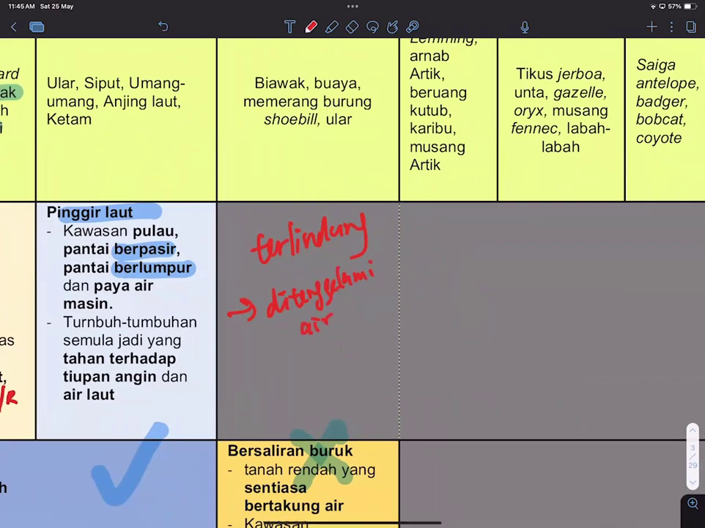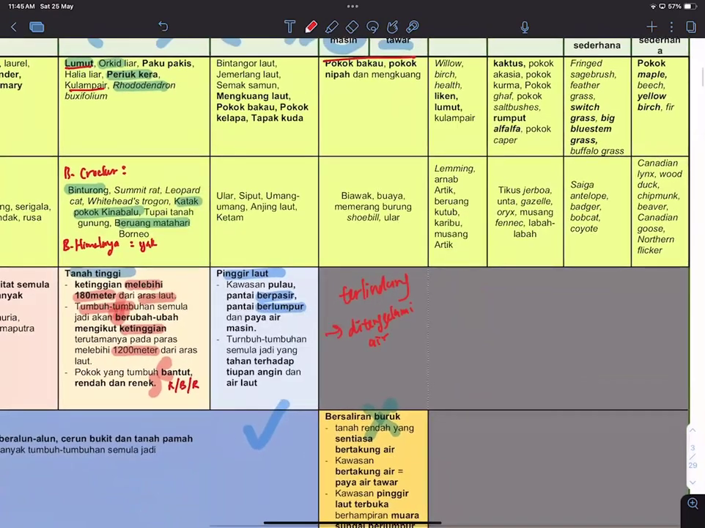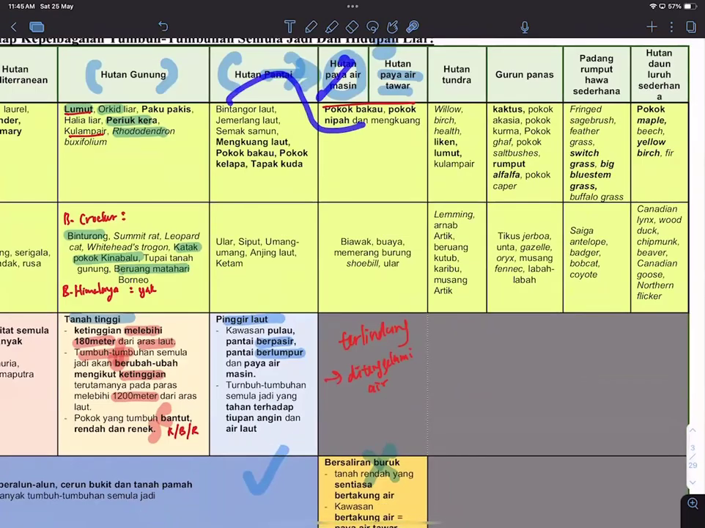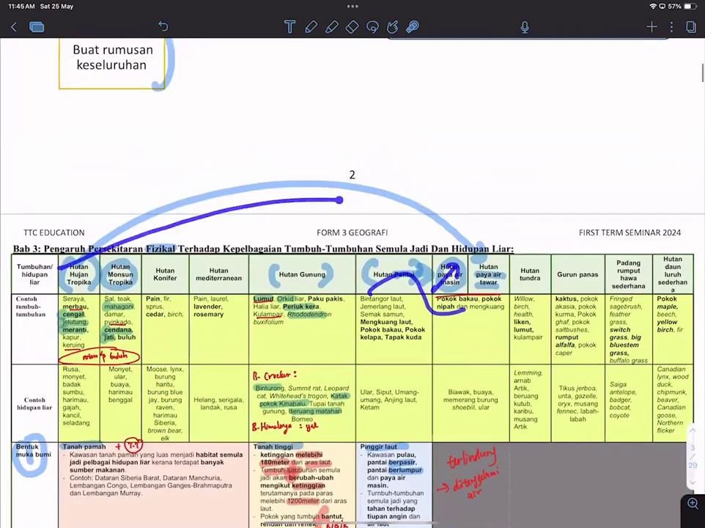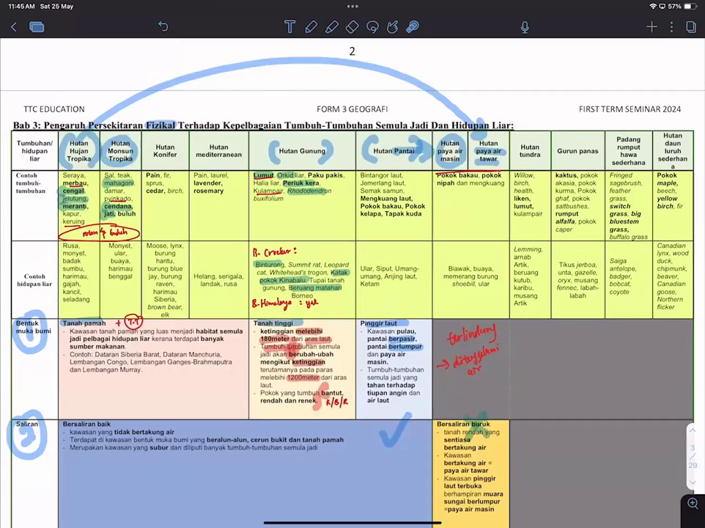That's why we use kawasan terlindung. Okay, which means pinggir laut yang rendah, hutan paya air masin. And then the Tanah Pama yang rendah, hutan paya air tawar. Okay? Quite easy to memorize now, right? So done for the bab 4. We finished the bab 4 now.